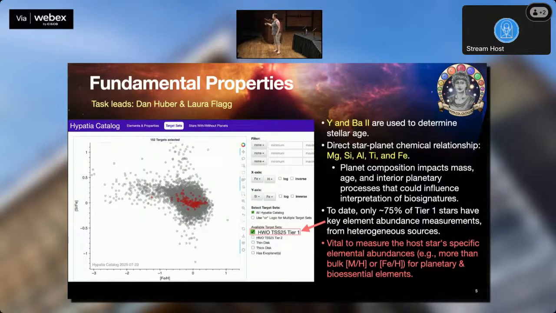But they come from heterogeneous sources. They come from a variety of different places. So it's vital that we get these element abundances measured, which is also to say we need more than just bulk metallicity. We need more than just iron. That is not enough. We need these individual abundances.